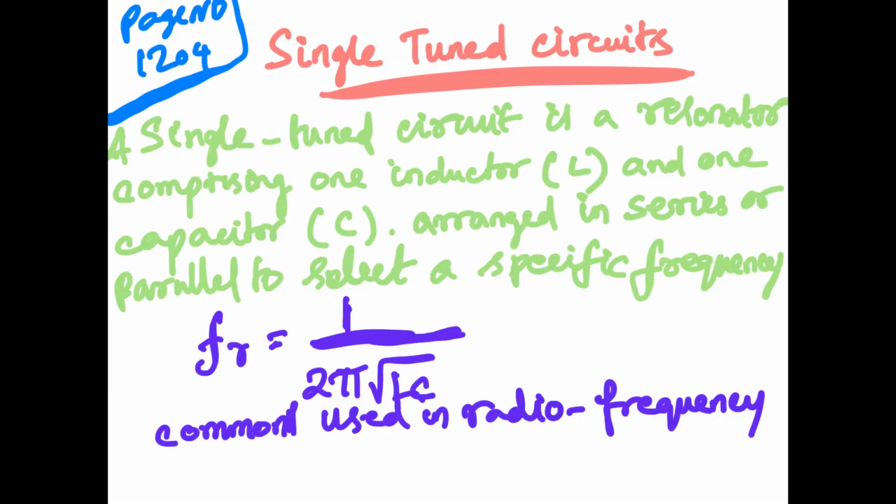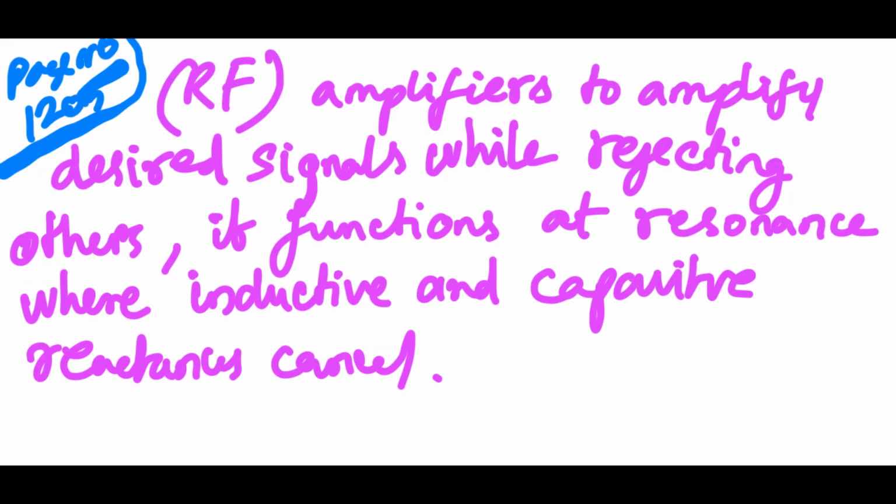Single-tuned circuits. A single-tuned circuit is a resonator comprising one inductor L and one capacitor C arranged in series or parallel to select a specific frequency. F0 is 1 divided by 2 pi root of LC, commonly used in radio frequency, RF, amplifiers to amplify desired signals while rejecting others. It functions at resonance where inductive and capacitive reactance cancel.